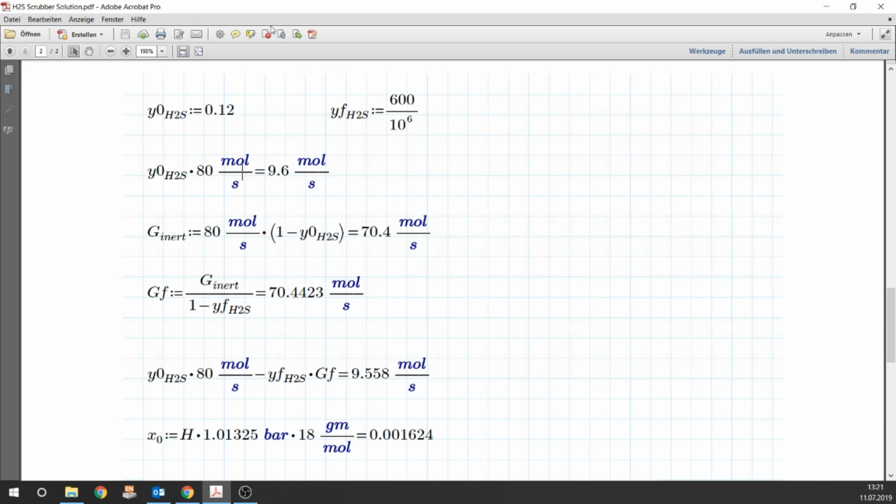And in the outlet, we know that this 70.4 moles per second is staying in the airstream, it's also flowing out. And there's additionally a tiny amount of H2S that's going out here, 600 parts per million. And so if we say we know the flow rate of the inert is 70.4 moles per second, divide this by 1 minus the fraction of H2S in the outlet, then we get the total flow rate at the outlet is 70.44 moles per second, and this includes the inert gas and the H2S gas.